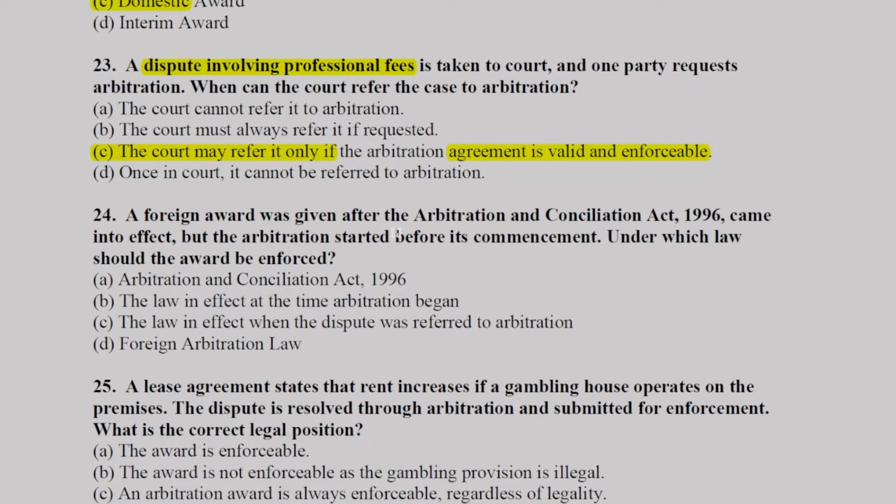A foreign award was given after the Arbitration and Conciliation Act 1996 came into effect, but the arbitration started before its commencement. Under which law should the award be enforced? Arbitration and Conciliation Act 1996. Yes, the law in effect at the time the arbitration began. No, the law in effect when the dispute was referred to arbitration. Foreign arbitration law. So the answer is A.